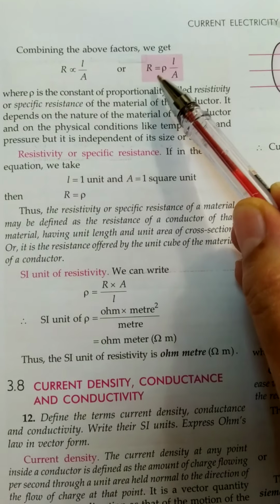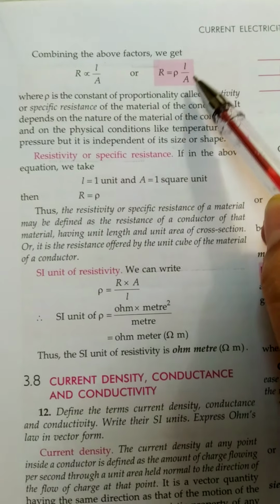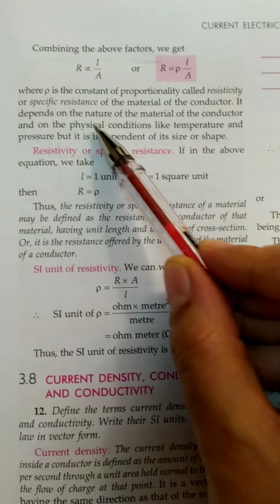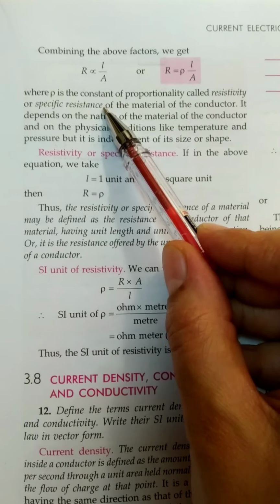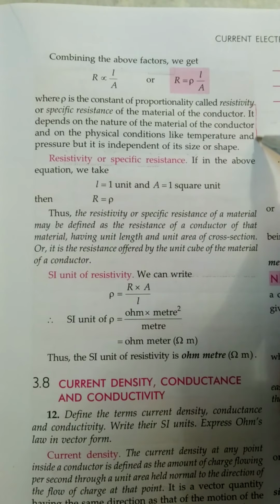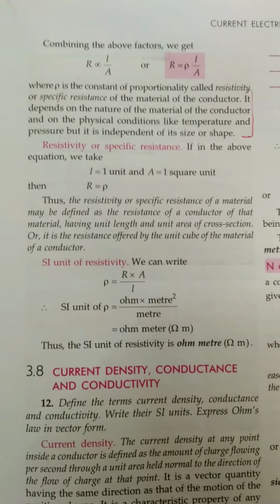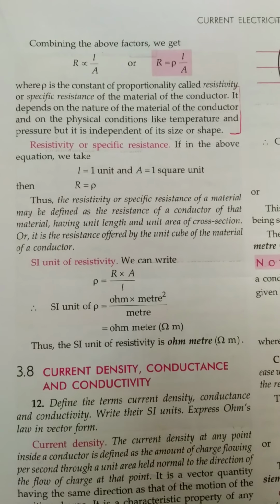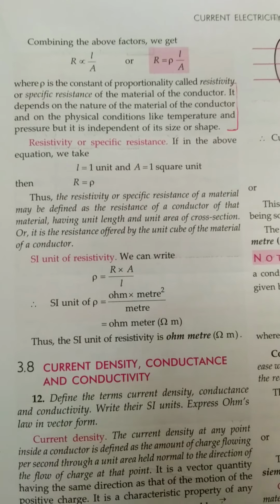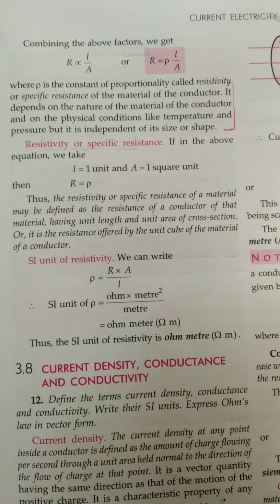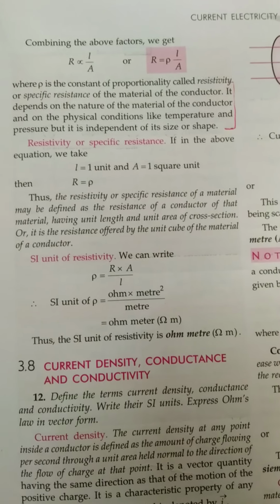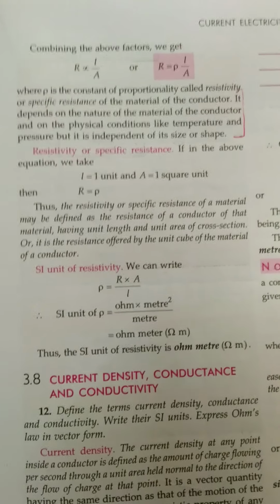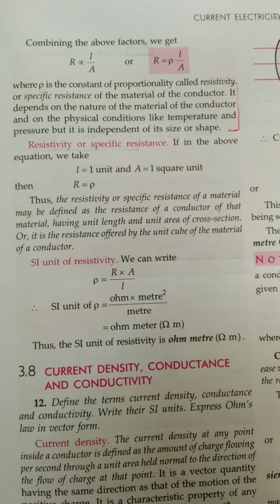Proportionality sign हटा दो. R is equal to rho into L upon A. This rho is called resistivity or specific resistance of the material. Underline these 3 lines. It depends upon the nature of the material of the conductor and on the physical conditions like temperature and pressure. Please remember this point. Resistivity does not depend upon size or shape. Resistivity is also known as specific resistance.